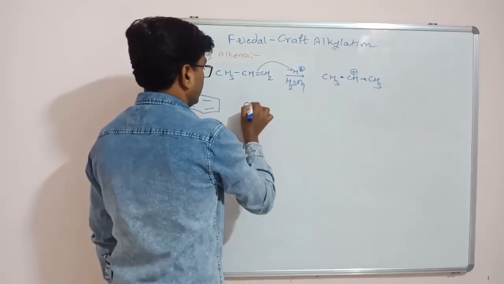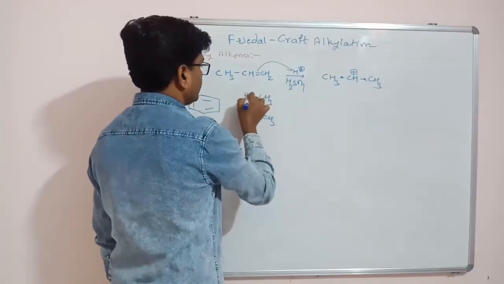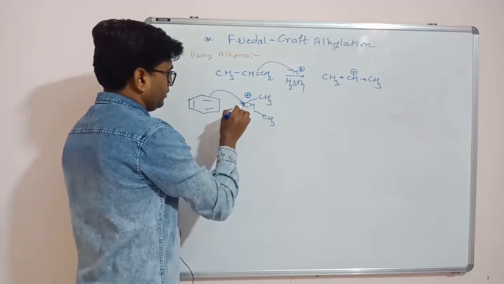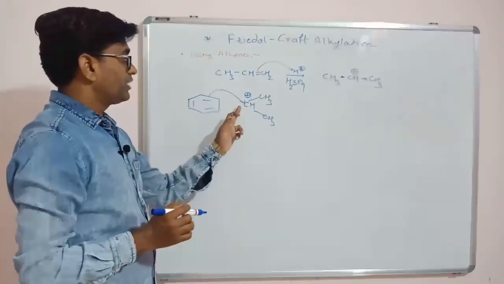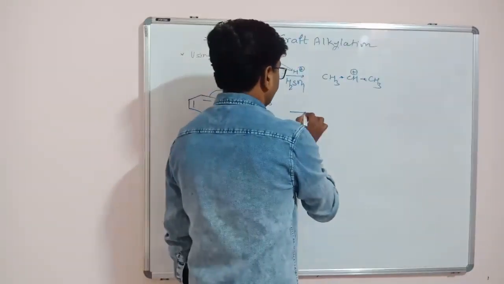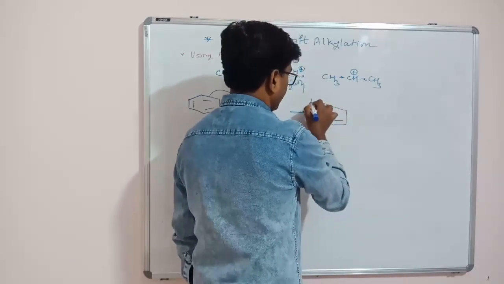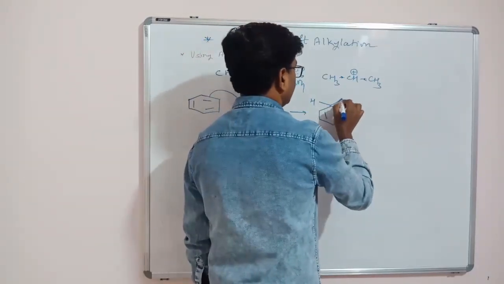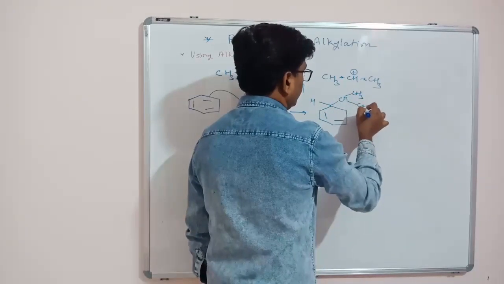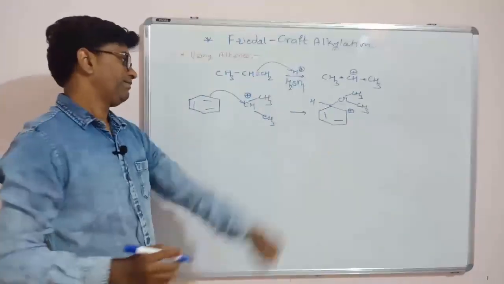So this is our carbocation as an electrophile, and this is our benzene ring. So this pi bond will donate to this carbocation. So this carbocation will be neutralized, but a carbocation is generated within the benzene ring. So this is formation of sigma complex. This is hydrogen which is present on the benzene ring. This is our alkyl group, and this carbon is electropositive.